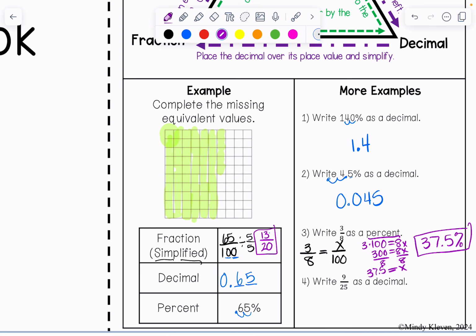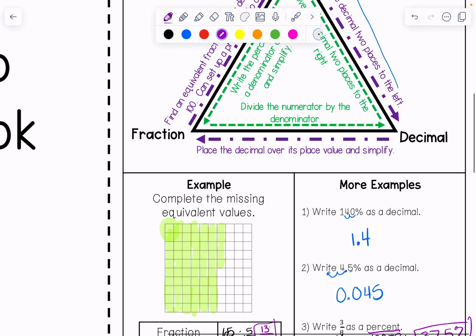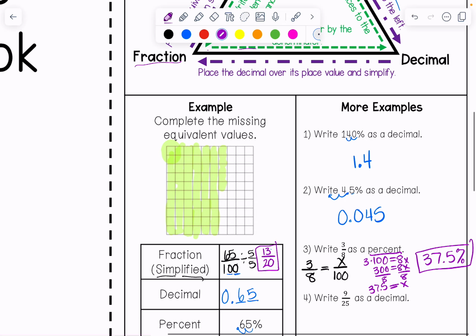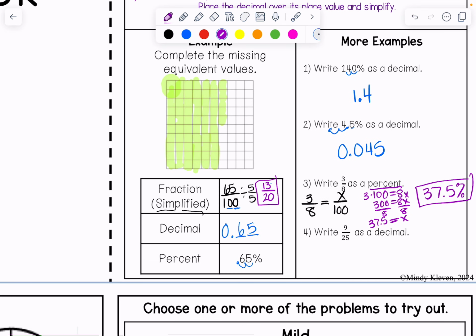And then write 9/25 as a decimal. So here I'm going from a fraction to a decimal, so I'm going to follow this green arrow. It says divide the numerator by the denominator. Again, there are multiple ways. We could figure this out as a percent first and then make the percent into a decimal. Or if I divide 9 by 25 using a calculator, you read it top to bottom and type it in that order: 9 divided by 25. So the 9 goes in first.